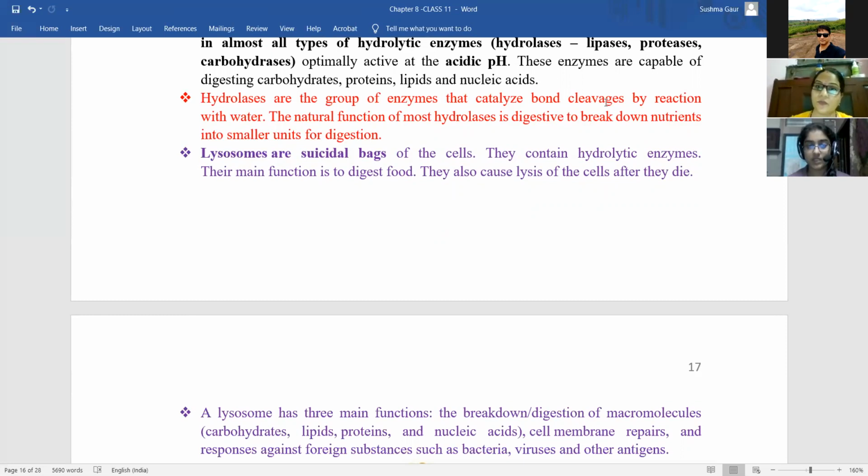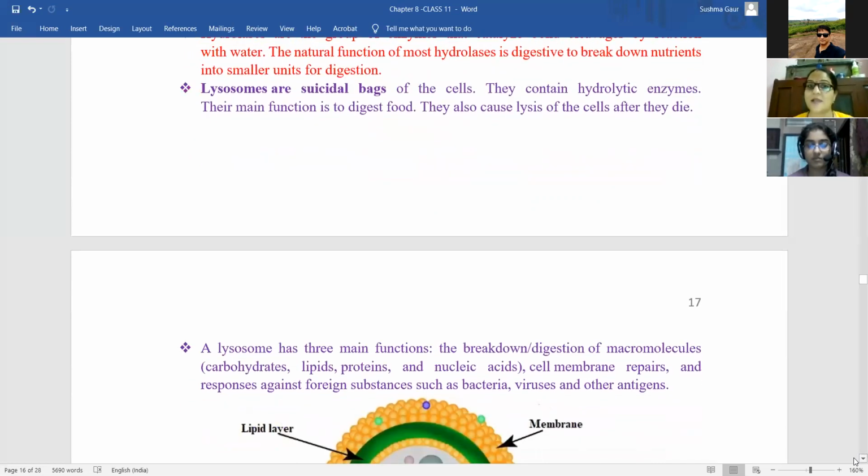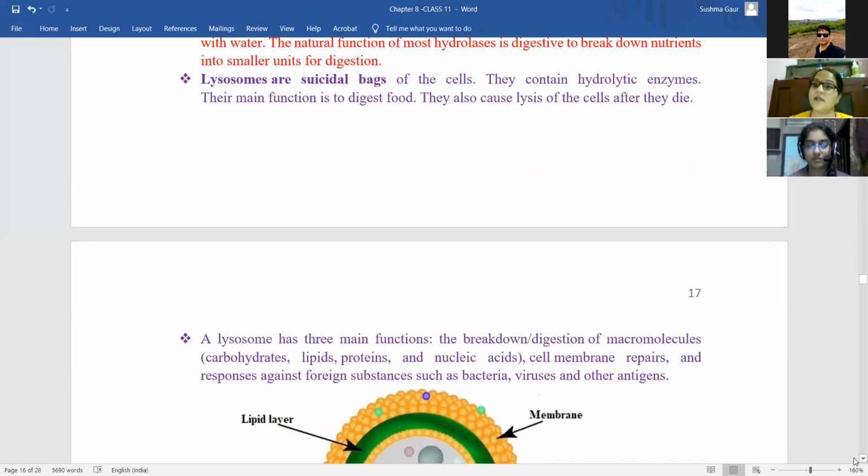Okay. And the lysosomes are also known as suicidal bags. So a question can be asked: out of the following organelles, which is known as the suicidal bag? You have to say it is the lysosome. Why are they known as suicidal bags? If someone asks you, you have to answer that it is because they contain hydrolytic enzymes. Their main function is to digest food. They also cause lysis of the cell after it dies.